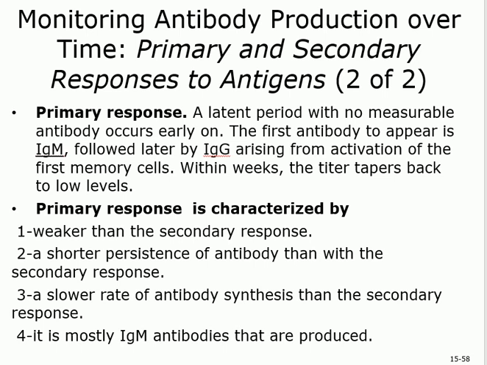So comparing primary to secondary. Primary is weaker, isn't it? It stays for a short period of time. I'm talking about the M. I'm not talking about the secondary response after you make the memory. I'm talking about the very, very beginning. So it is weaker than the second response. It stays for a shorter time than the second response. Slower than the second response. It's IgM. Is that clear?